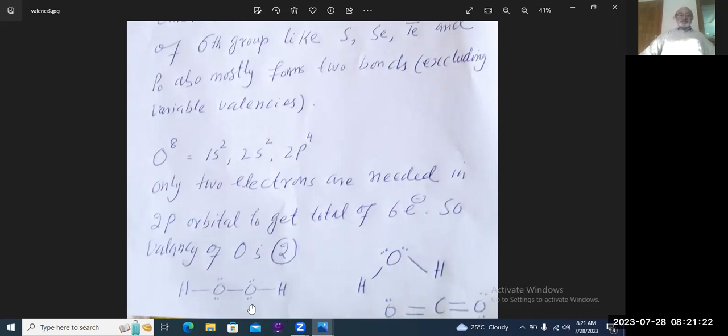You can see here the total number of bonds formed by oxygen in hydrogen peroxide. Here, oxygen has 1 bond, second bond. Here you can see oxygen, 1 bond, and second bond. Here, in the case of water, oxygen is forming 2 bonds. In the case of carbon dioxide, oxygen is forming 2 bonds on both sides. Thank you very much.